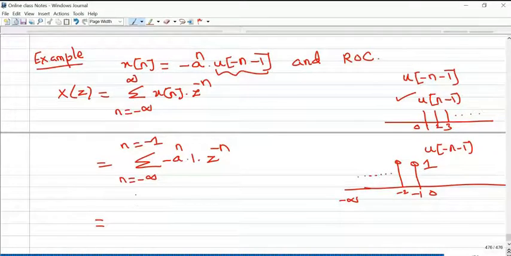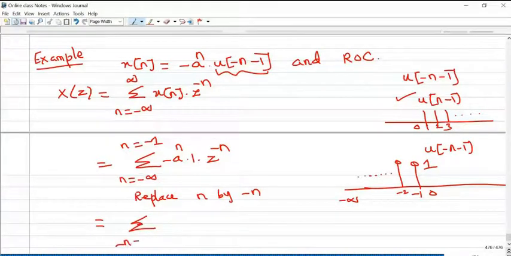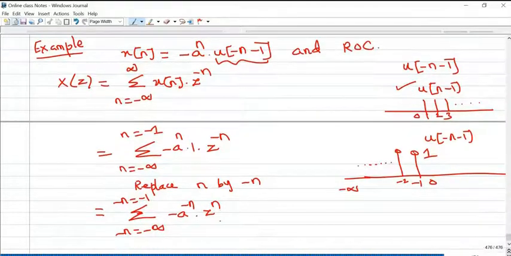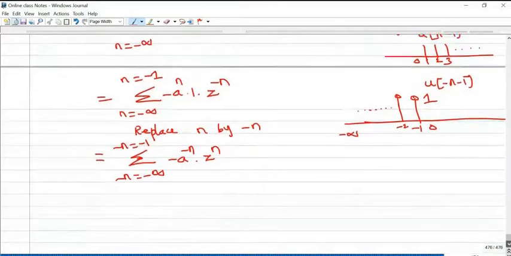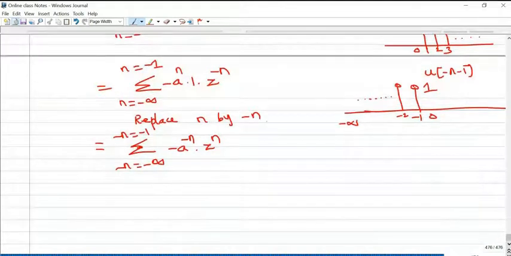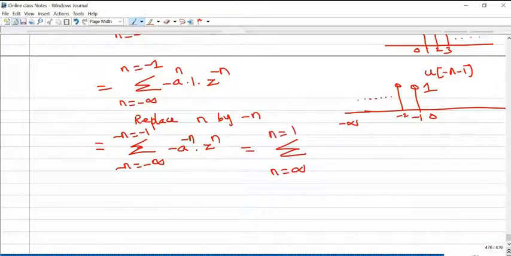We have to convert this summation into 0 to infinite. First step, replace n by minus n. So how to write? Minus n equal to minus infinite, minus n equal to minus 1, a power minus n, Z power plus n. Okay? I replaced all n by minus n first. Next, minus n equal to minus infinite, or you can write it as n equal to infinite, n equal to 1.